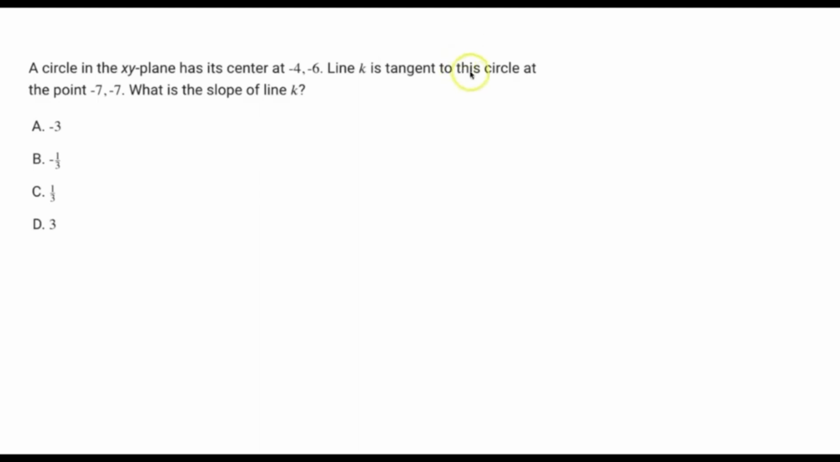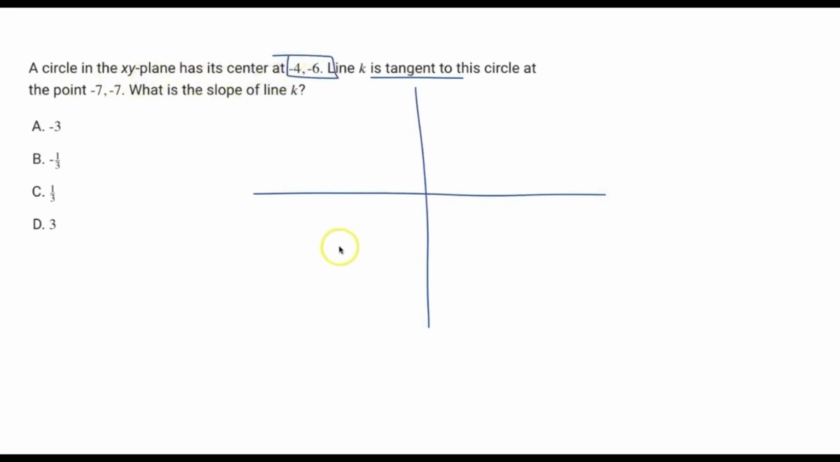So this is an interesting problem because when you talk about geometry on the SAT, you don't really get too much into the obscure concepts. So we have tangent lines on a circle. This one thankfully is quite simple and straightforward, so I'll show you how it's done. If we draw the coordinate plane here, we know that the circle has its center at coordinates negative 4, negative 6. So it's going to be somewhere right here.